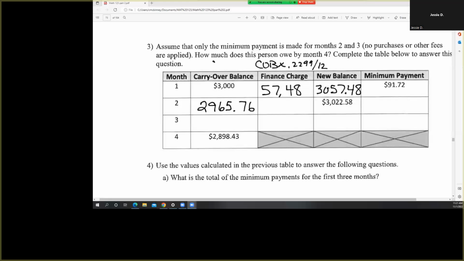Should be $56.81. I had it rounded up to 82. Check what you got. I also didn't round it up to 76 cents, it was 75. 56.82.